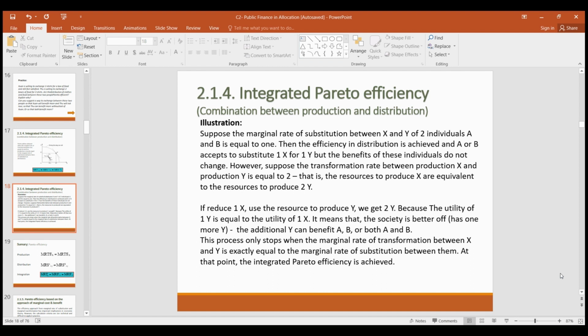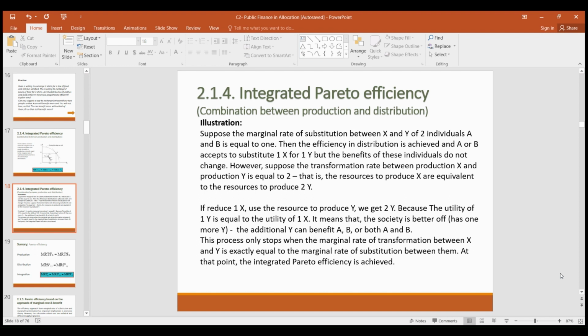A society consisting of two individuals, A and B, consuming two goods, X and Y. Assume the marginal rate of substitution between X and Y of A is the same as that of B and equal to 1. Meaning the economy has achieved distribution efficiency and individuals are willing to exchange X for Y at a rate of 1:1. However, suppose the marginal rate of transformation between the two goods X and Y in the production function is 2, meaning the resources to produce 1 unit of good X are equivalent to the resources used to produce 2 units of good Y.